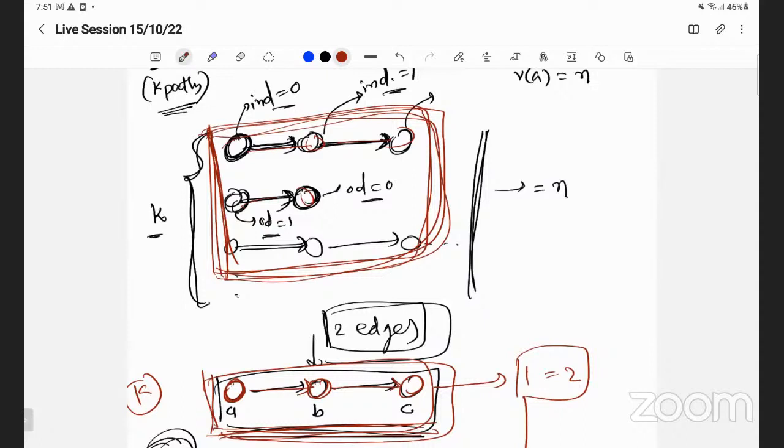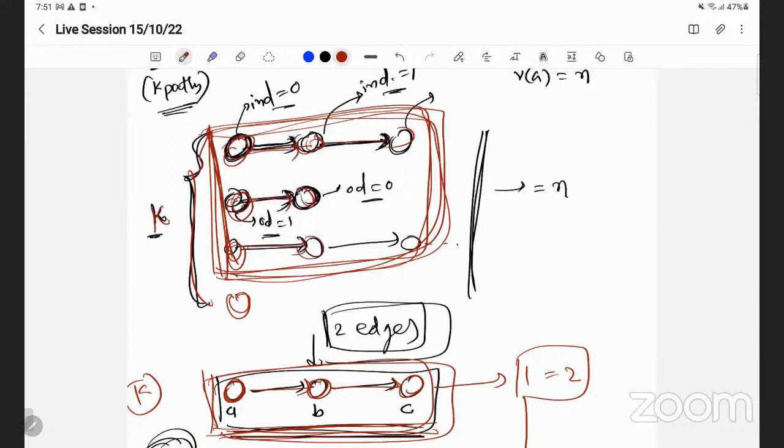So if you observe, the vertices have either 1 in-degree or 0 in-degree. The 0 in-degree vertices are the starting vertices. So if there are K paths, there will be K vertices which have 0 in-degree. All other vertices have exactly 1 in-degree.